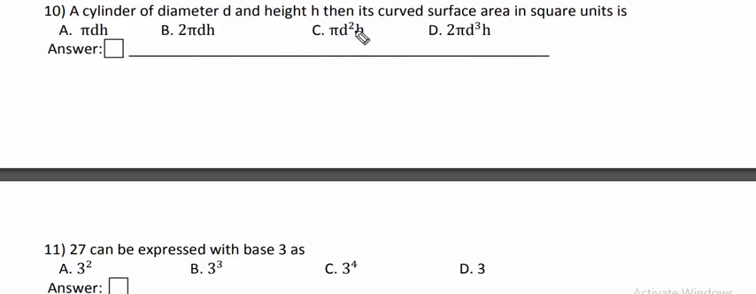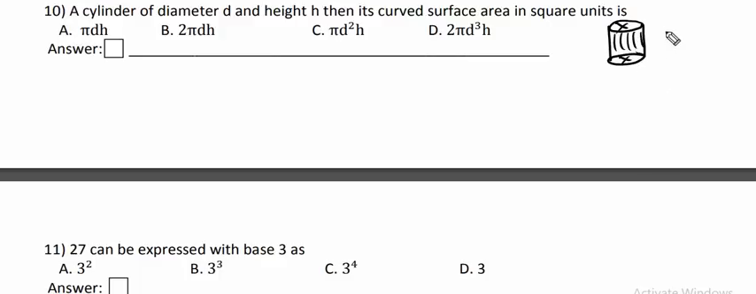Here, this is the 10th question: a cylinder of diameter d and height h, then its curved surface area in square units. Here they ask for the curved surface area of the cylinder. Curved surface area means you leave out the bottom and top, and find the area of this part only.